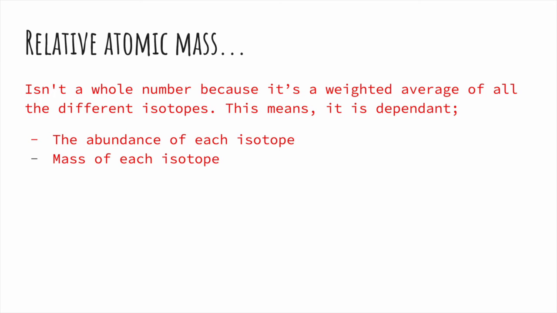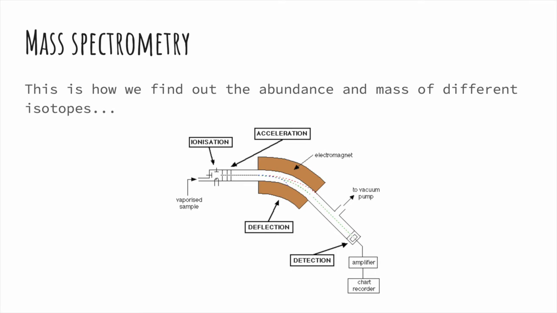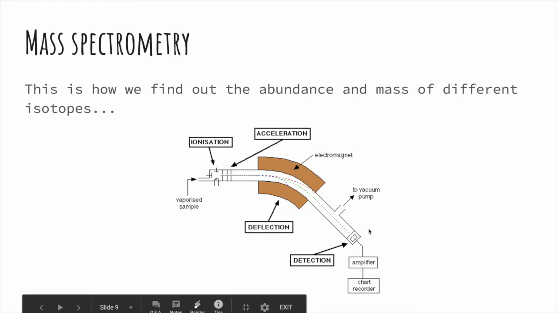Okay, and mass spectrometry is how we find the abundance and mass of different isotopes. It is a piece of equipment that you use to find the mass and abundance of different isotopes. That's all it really is. It's actually a very useful thing to do. Mass spectrometry is used loads in chemistry, particularly if you go and do degrees and things like that. So it's quite clever. But all you really need to know is that it exists and vaguely how it works in this diagram here.